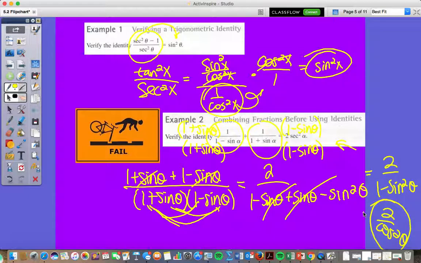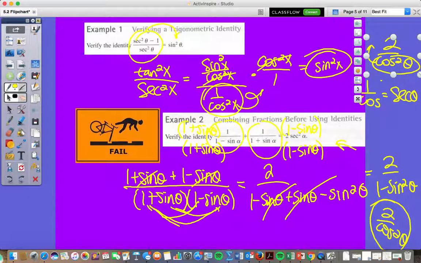Is it hard to see there? My fault. Let's raise it. So I've got this 2 over cosine squared right there. Does that make sense? What does a cosine on the bottom turn into if I put it to the top? What is 1 over cosine equal to? Secant. So this would be secant squared, so this would be equal to 2 secant squared.